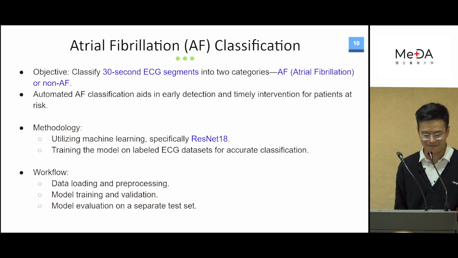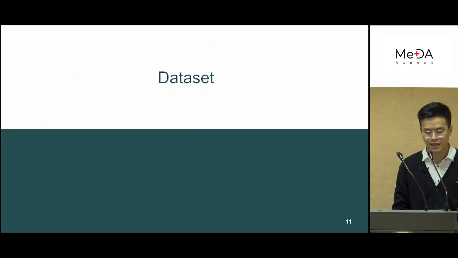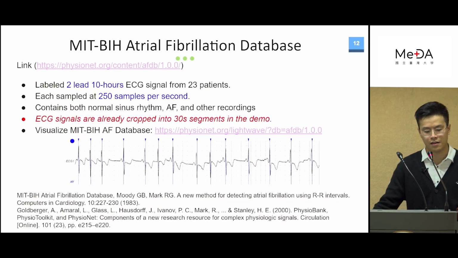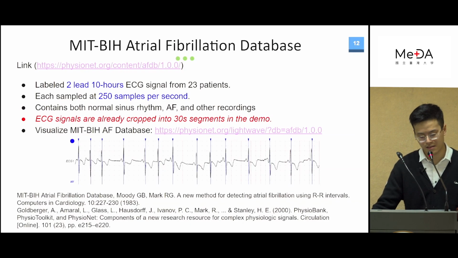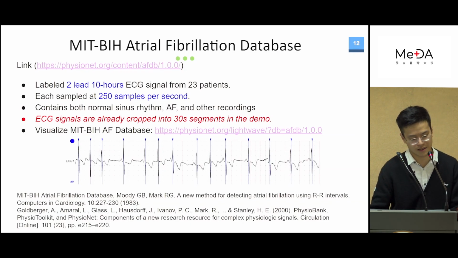The workflow is going to be: load the data, pre-processing, do training and validation, and do testing on a separate test set. The data we're going to use is an open data set called the MIT-BIH AF database. It's a pretty well-known database on ECG AF detection, and it has two leads, so it's a two-channel, 10-hour ECG signal from 23 patients, and each ECG signal is sampled at 250 samples per second.